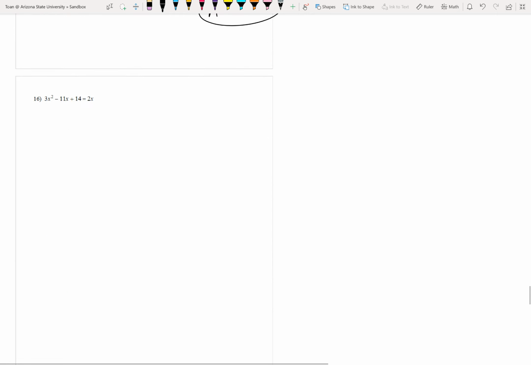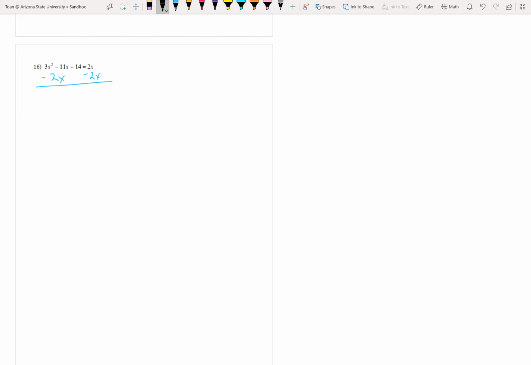Number 16 was just a simple quadratic equation. I actually gave you a hint. I said it was factorable, so we can solve it by factoring. But honestly, I don't really care what method you use. You could use completing the square or quadratic formula if you wanted to. But the idea is to solve a quadratic equation, it needs to equal 0. So our first step would have been to subtract the 2x over. 3x squared minus 13x plus 14 equals 0.